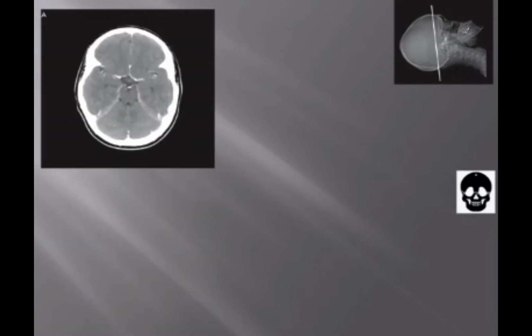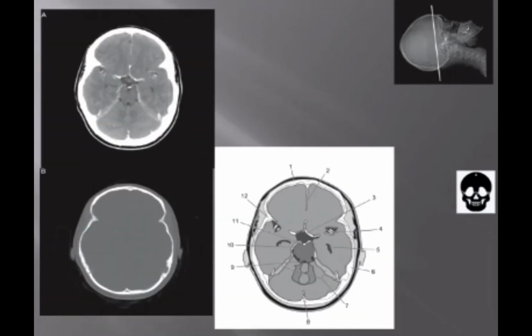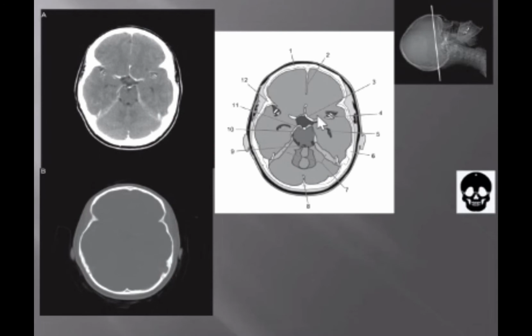Fourth image. Number 1 is the frontal bone. Number 2 is the falx cerebri. Number 3 is the anterior cerebral artery. Number 4 is the middle cerebral artery. Number 5 is the lateral ventricle, temporal horn. Number 6 is the parietal bone.